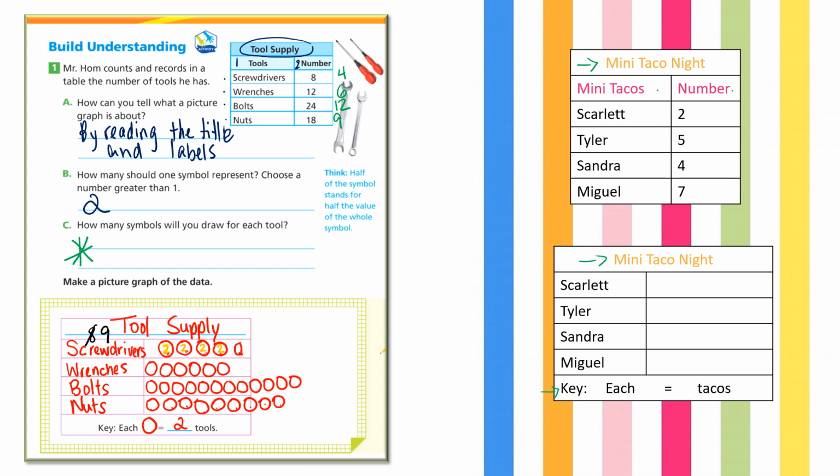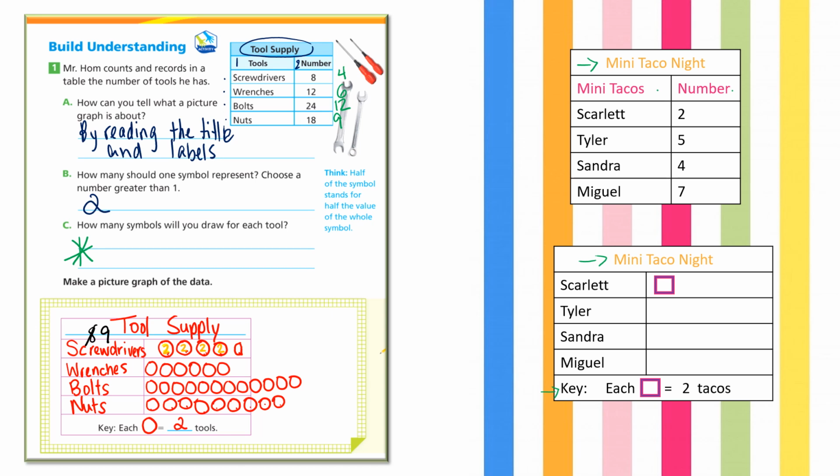So since I have the numbers 2, 5, 4, and 7, I decided to make each symbol worth 2. Okay. And the symbol that I'm using is a little rectangle. Okay. Almost like a picture frame. So each of those rectangles is worth 2 tacos. Well, if Scarlett is eating 2 tacos, how many pictures or how many symbols should I put in her row? 1. Okay. Each one is worth 2, so Scarlett eats 2, so she only gets 1 picture.